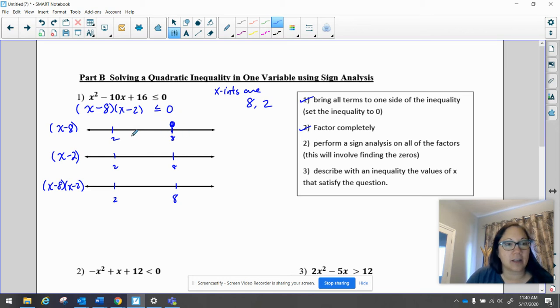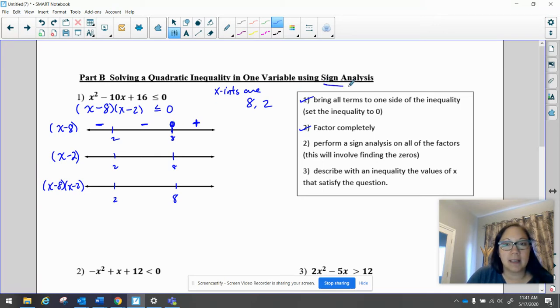If I plug in anything to the right of 8, like 9 or 10, I would get a positive value. So it could be positive 1, positive 2, and so on and so forth. If I plug in anything less than 8, like 7 minus 8, that would give me a negative. So anything to the left of 8 would give me a negative. Anything to the right of 8 would give me a positive. And if I put 8 in itself, it would give me a 0.